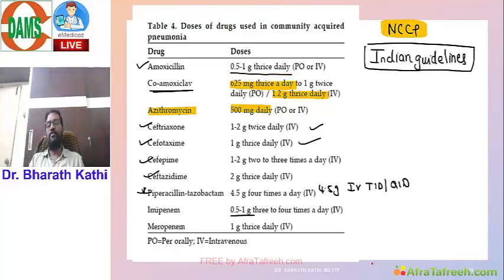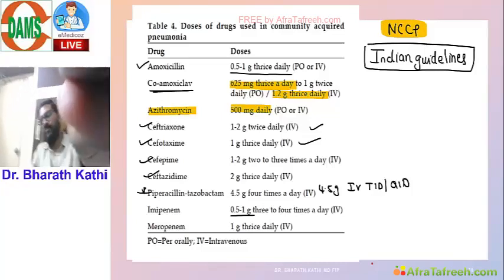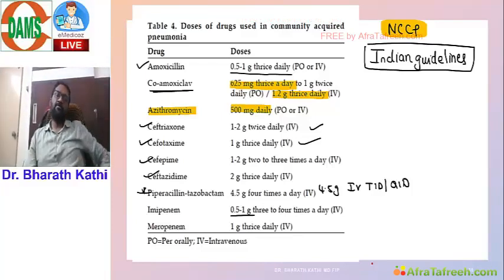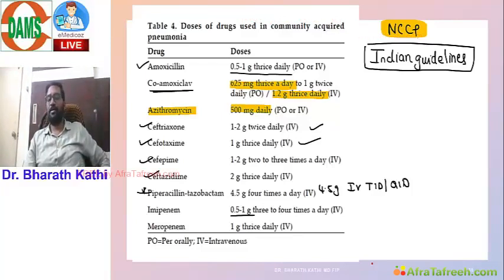Already most of you must be using these antibiotics, but what is the relevance? Why are we giving beta-lactam only in a few? Why do we have to combine beta-lactam plus macrolide? And what to give in the ICU, what to give in the ward for community acquired pneumonia empirically?